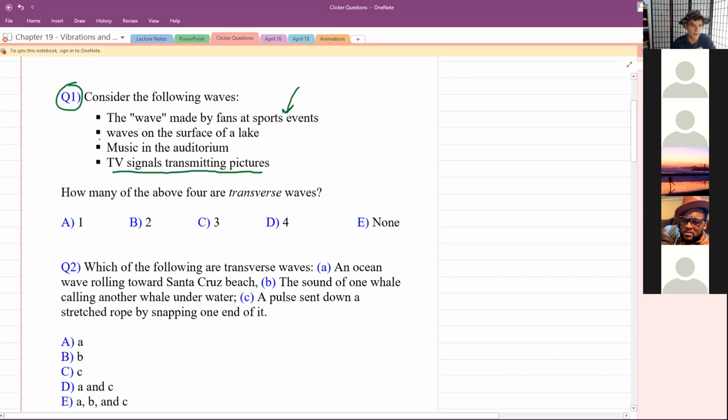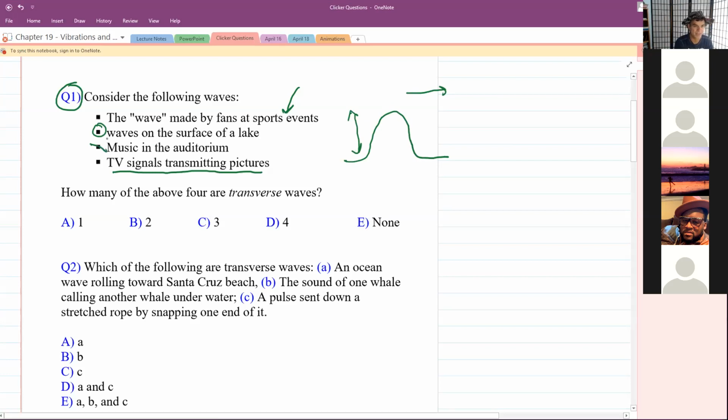Waves on the surface of a lake, that would also be a transverse wave. So, you know, if I imagine I had a wave that's traveling to the right, the disturbance, the water, is just moving up and down, but the wave is traveling to the right. That would be a transverse wave.